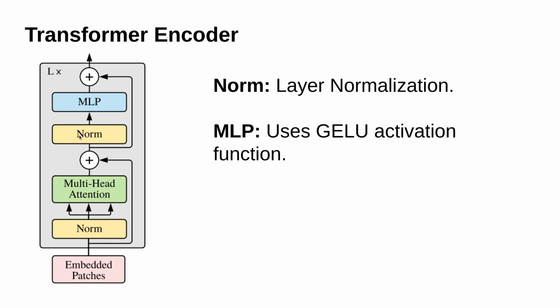After this we again have our layer normalization, and then we have an MLP, that is a multi-layer perceptron. In the MLP we have two linear layers, and in between those two layers we use our GELU activation function, and again we have one skip connection, and this forms the output of your encoder block. So in our transformer we have multiple such encoder blocks.